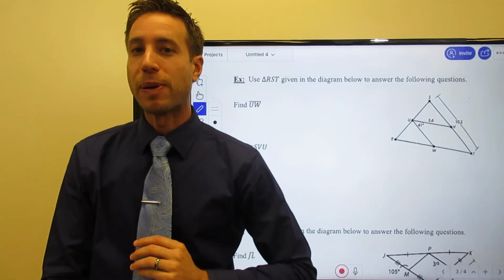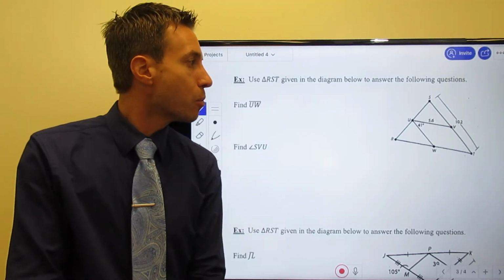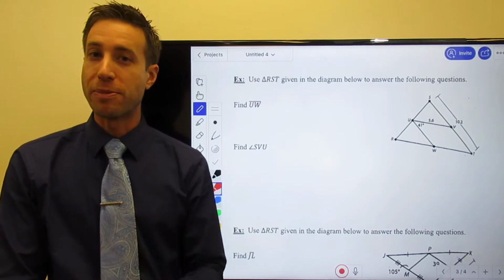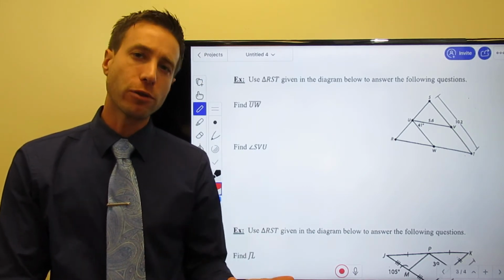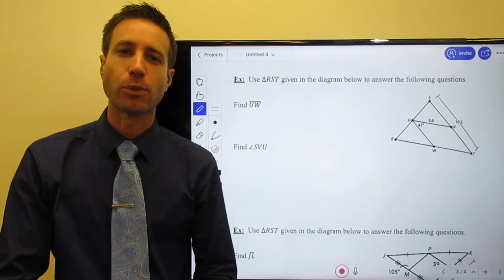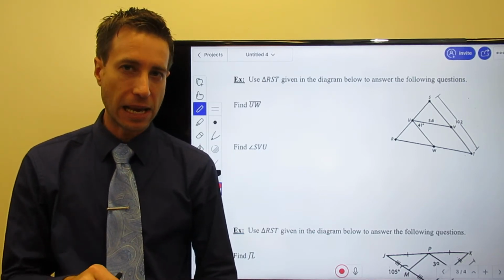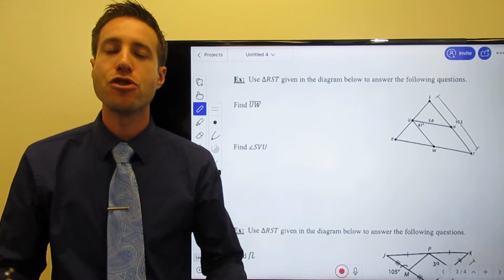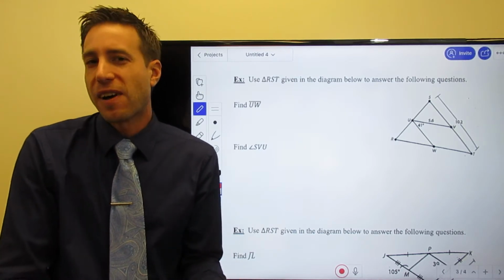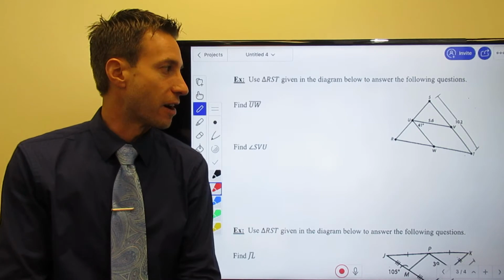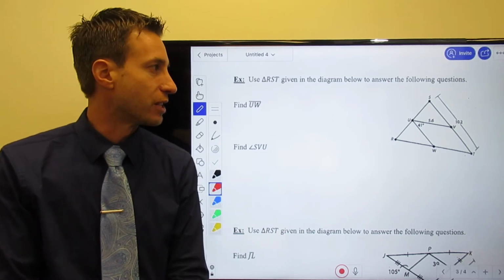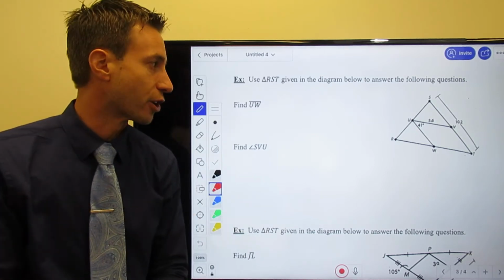Hey guys, welcome to this page of the notes, and what we're going to do is look at a couple more problems dealing with mid-segments. One of the learning targets that we talked about was being able to use the properties of mid-segments to determine unknown lengths or to find an unknown value to solve for a variable. And that's exactly what we're going to do here in these problems. So let's jump into these and see what they're going to look like.